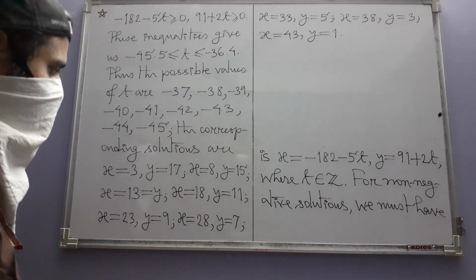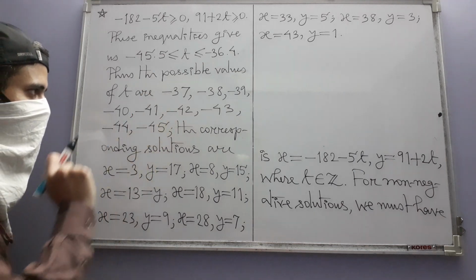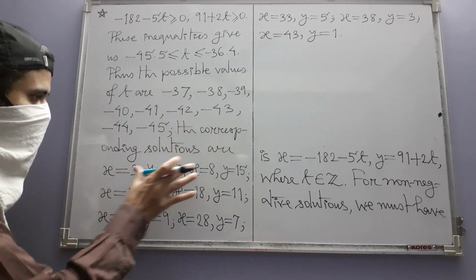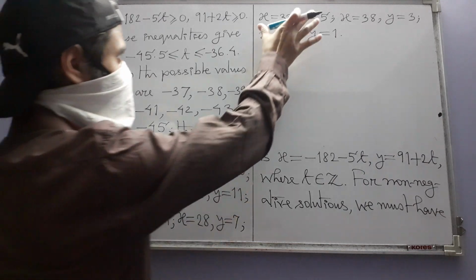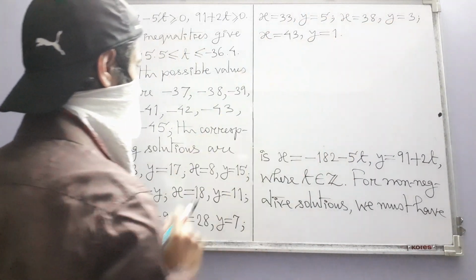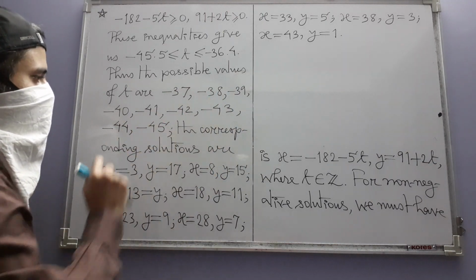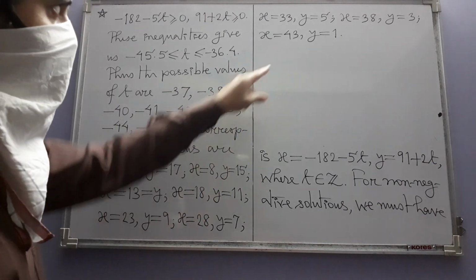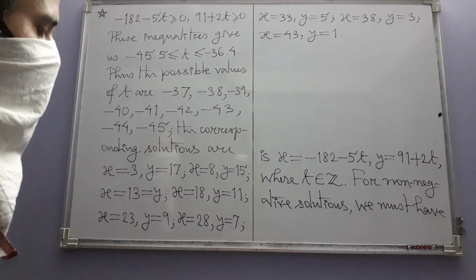But at least we can see how many solutions we have got and match that with the number of p-values here. 1, 2, 3, 4, 5, 6, 7, 8, 9. 1, 2, 3, 4, 5, 6, 7, 8, 9. Yes. And this last one corresponds to t equal to minus 45.